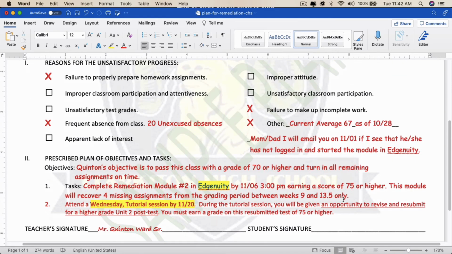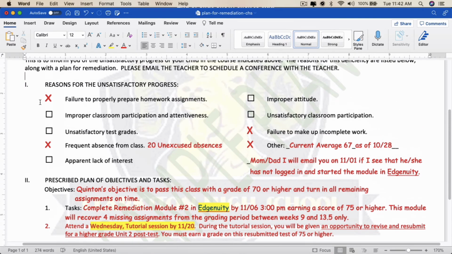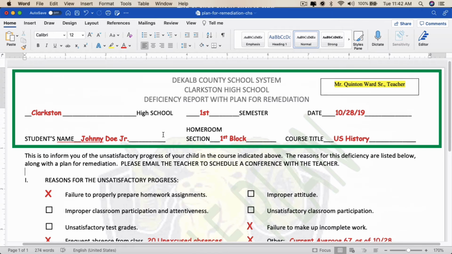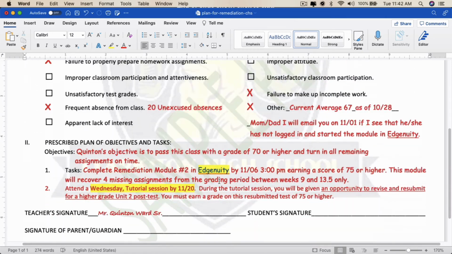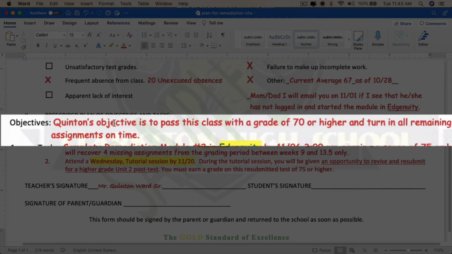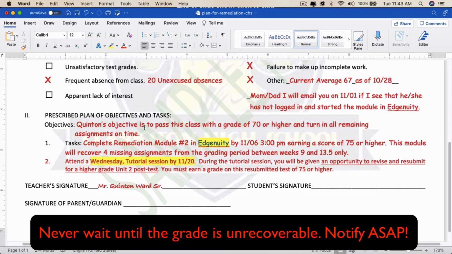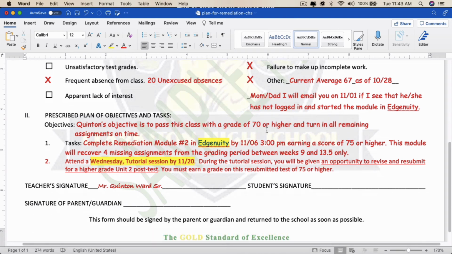Now the second aspect talks about the actual what do I need to do. The top part says what is in danger of being failed and why, and this bottom part says this is what I need to do. First, we have our objectives. The objective of the remediation plan is to earn a grade of 70 or higher and to turn in all remaining assignments on time. So this plan has 2 objectives.